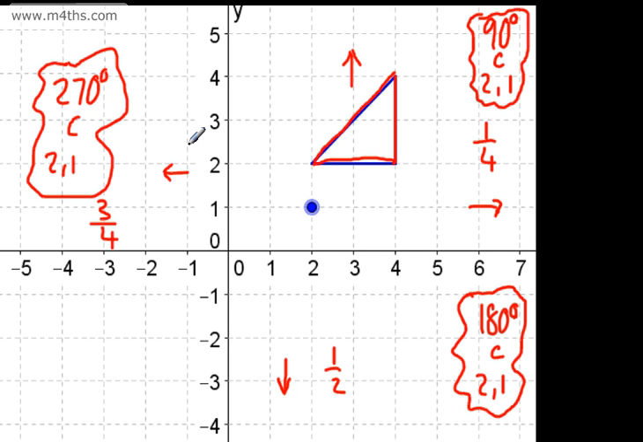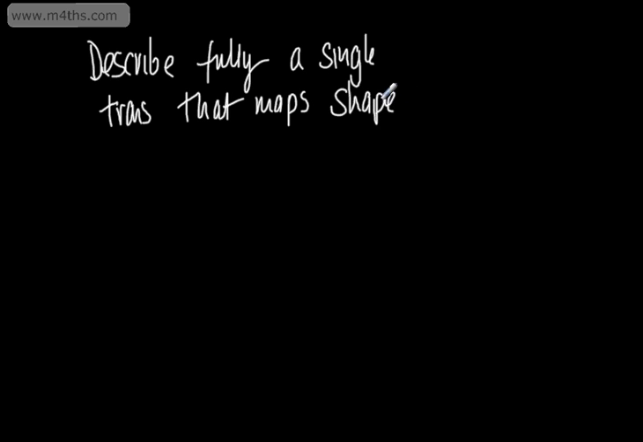Center of rotation, direction of rotation, and the angle of rotation. What we're now going to do is look at describing a transformation. So what we might be given is a question, and it might say describe fully. So let's just jot this down. Describe fully a single transformation, and I'll just jot this, single transformation, that maps shape A to B. This will be worded better in the exam.